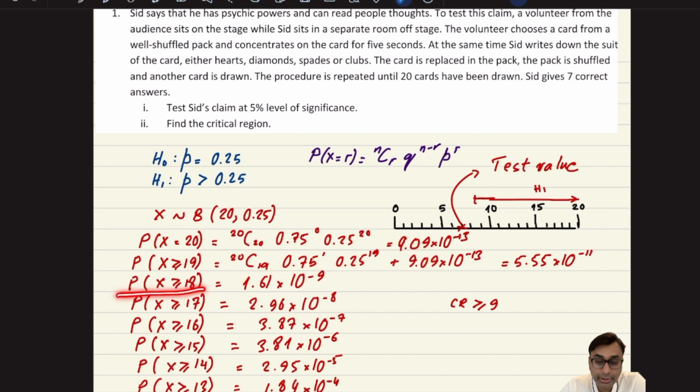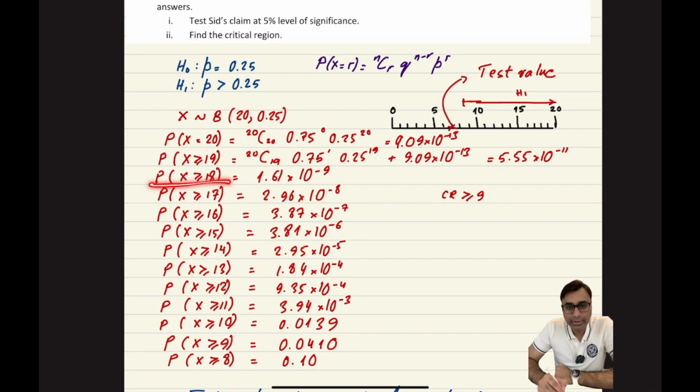Then I will calculate the probability of X greater than or equal to 18, and that comes out to be also much smaller than 5%. I find the probability of X greater than or equal to 18 by calculating the probability of X equals 18 and adding the previous cumulative probability onto that. I keep doing that to find the probability of X greater than or equal to 17: I find the probability of X equals 17 and add the previous probability onto that. These are the cumulative sums. Like for 16, it's the probability of 16 plus the previous sum.